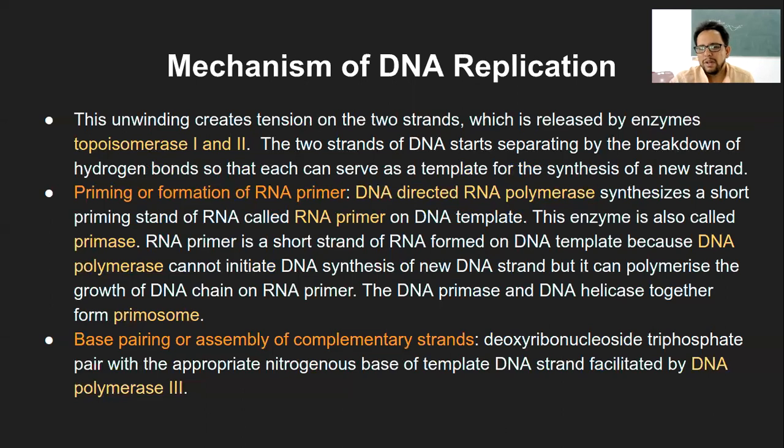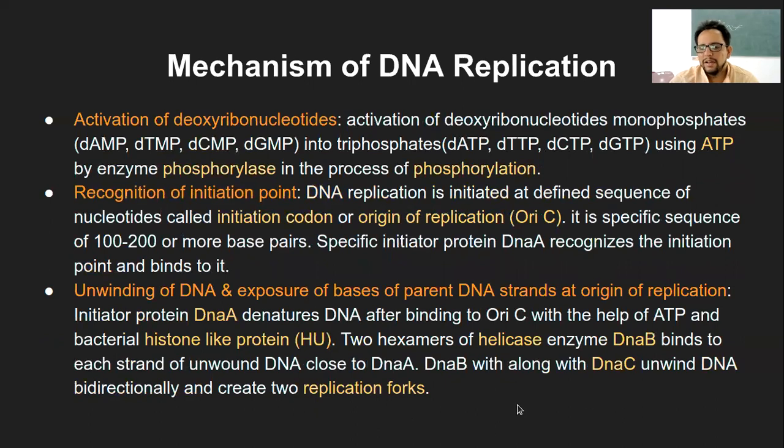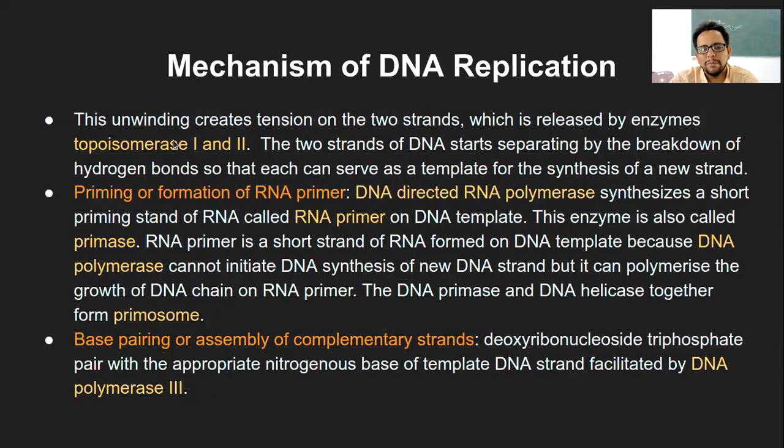So topoisomerase 1 and 2 together will release the tension from the two strands which are unwound from the parent DNA molecule, and then the two strands of the DNA will start separating further by breakdown of the hydrogen bond, so that they can act as a template for the synthesis of the new strand. From the action of DnaA, B, C, there is a gap created. So the replication fork, the two DNA strands which were in double helix, will just open up a bit, right? But then it has to unwind completely. So to do that, topoisomerase 1 and 2 come into the picture.